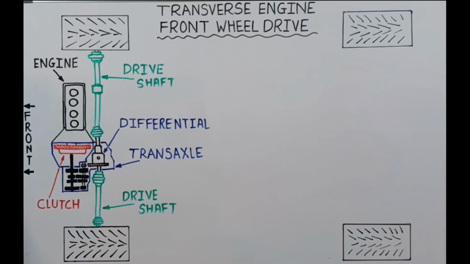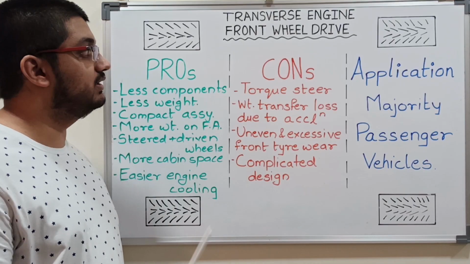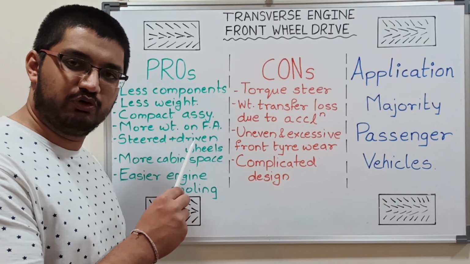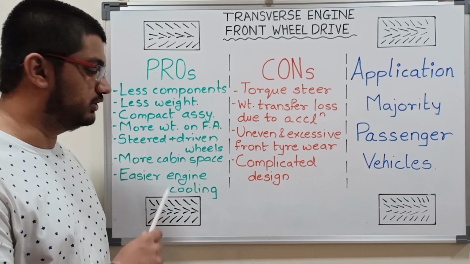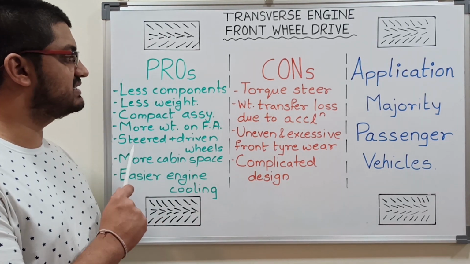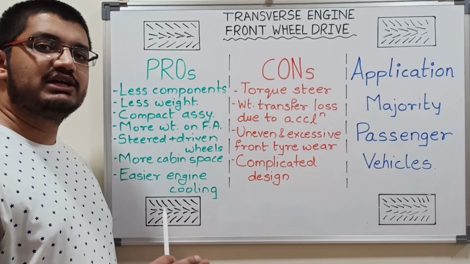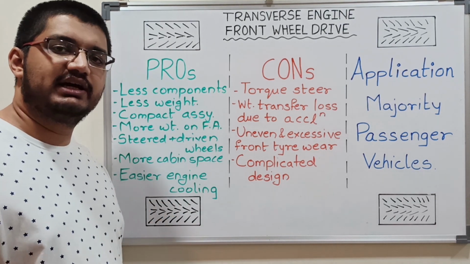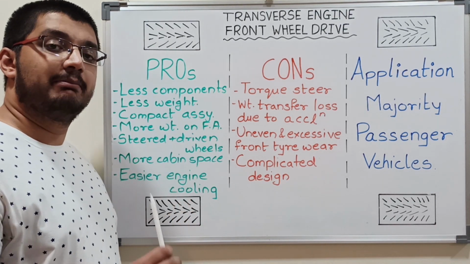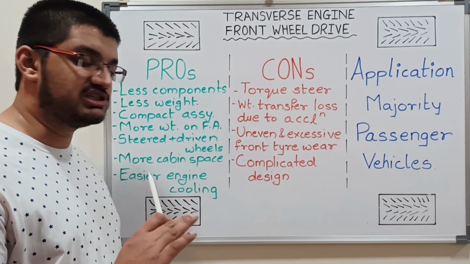Let's start with the transverse engine front wheel drive layout. Let us now discuss the pros, cons and the application of this type of layout. Let us start with the pros first. So the first point is less components. This kind of layout has overall less components as compared to other kinds of layout. So lesser the components, better is the efficiency as lesser are the losses.